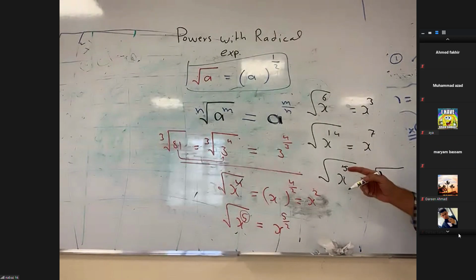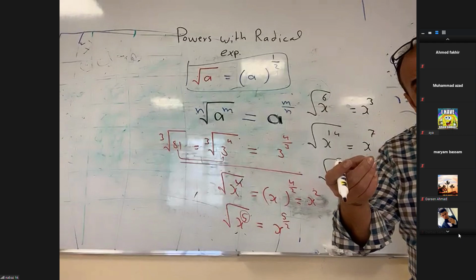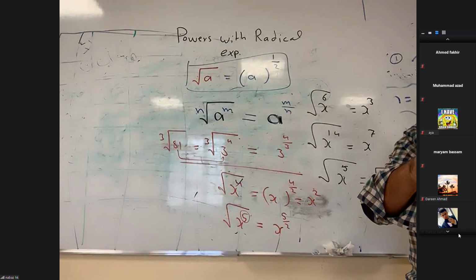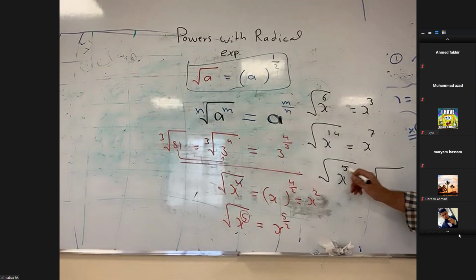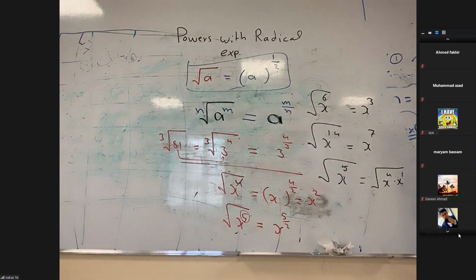change this 5 to even number and odd number. Like this one, it will be x to the power 4 times x to the power, right? What I got? 5 is 4 plus 1? Yep. X to the power 5 is not equal to x to the power 4 times x. Can you repeat this point, please? Okay, I repeat.